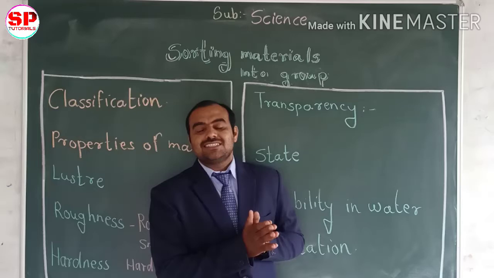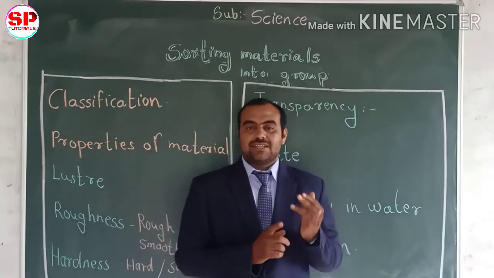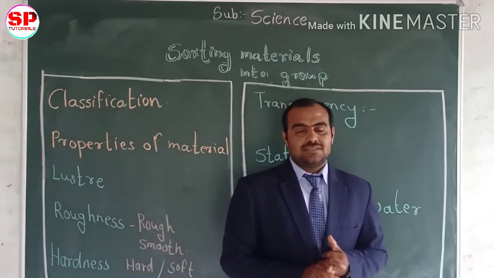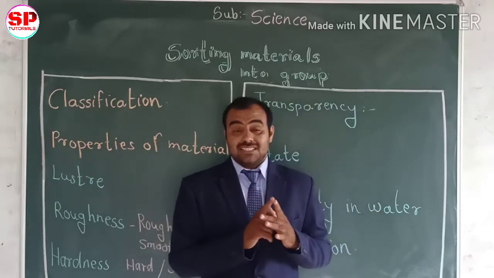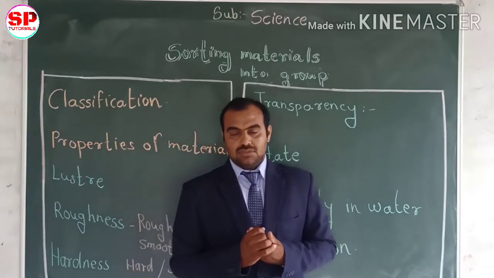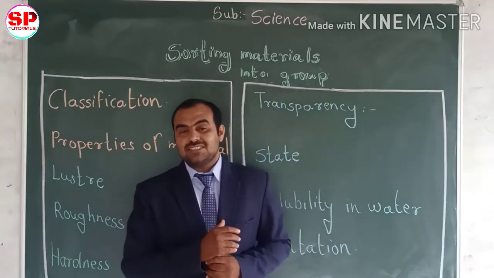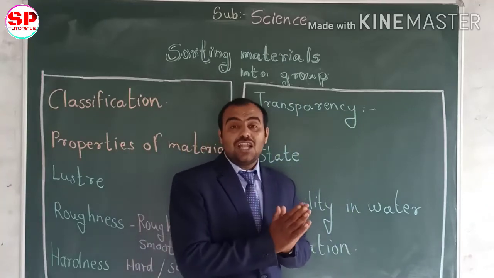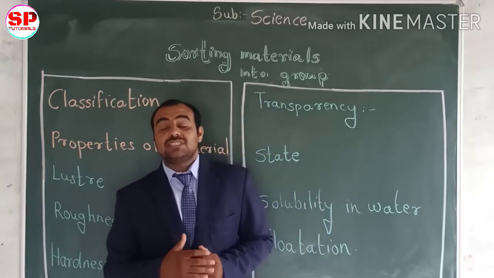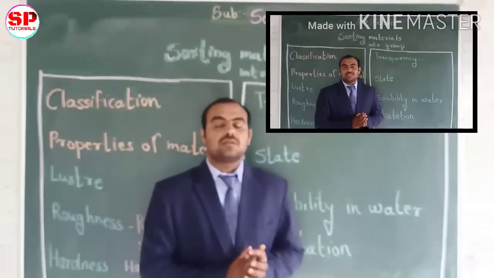How many states of matter are there? Three states: solid, liquid and gas. That means matter is in solid, liquid and gaseous form. As we know, in the previous standard we all discussed the characteristics of solids, liquids and gases. What are its characteristics?